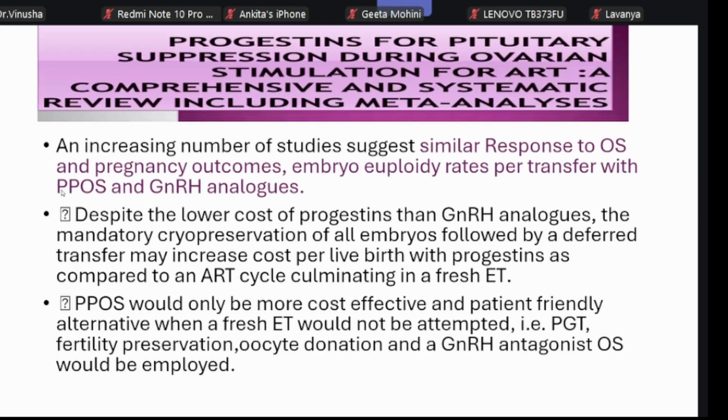But the only disadvantage with the progesterone primed ovarian stimulation is that we cannot do a fresh transfer, because we are giving progesterones from day 2. The endometrial phase will be advanced. So we cannot do a fresh transfer. That is the only thing. So whenever we are not planning for a fresh transfer, we can safely use a progesterone primed cycle for all patients.